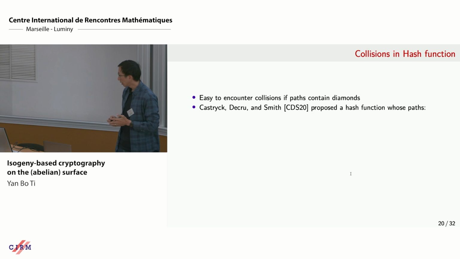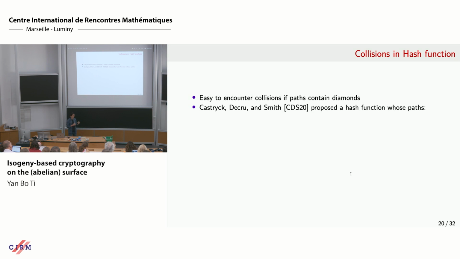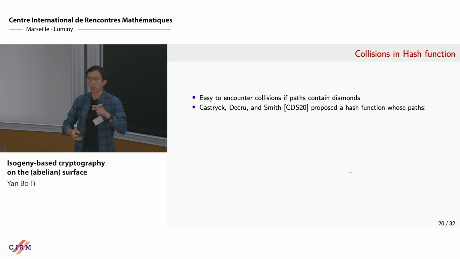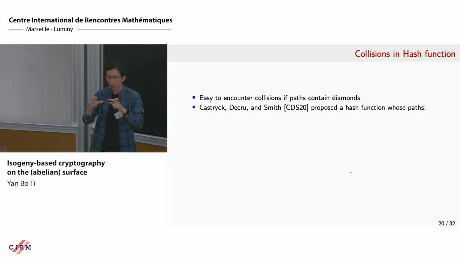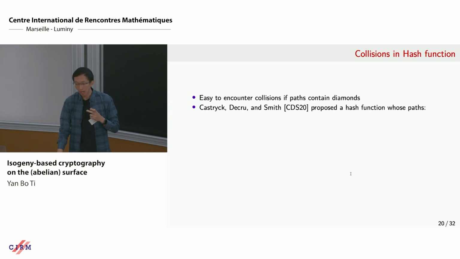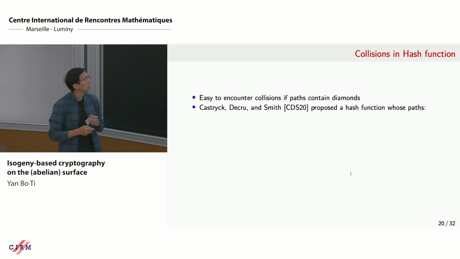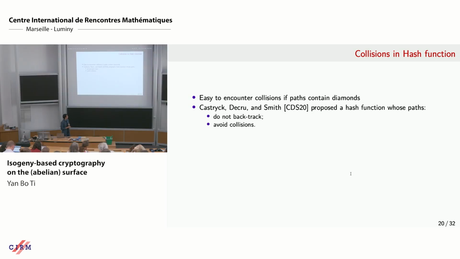So Castryck, Decru, and Smith saw this paper and decided, you know what, we can do better. If you understand the Richelot isogenies, you're able to find a way to extend the Richelot isogeny such that you can avoid those diamonds, if you do some bookkeeping and understand how exactly you want to extend it. So what they did was have paths that do not backtrack and avoid collisions.